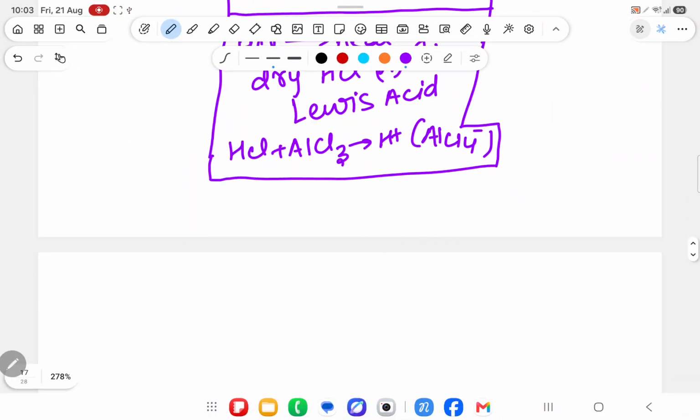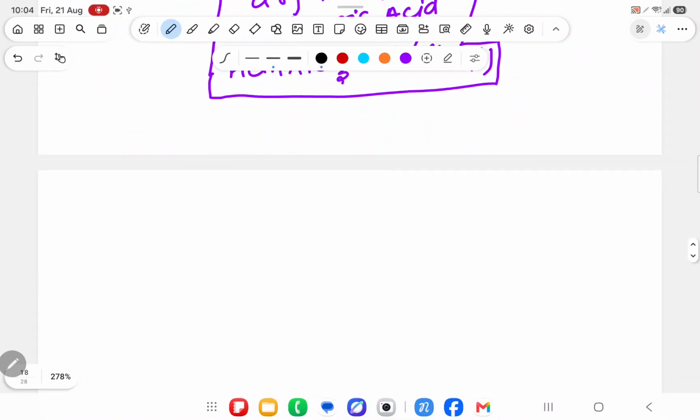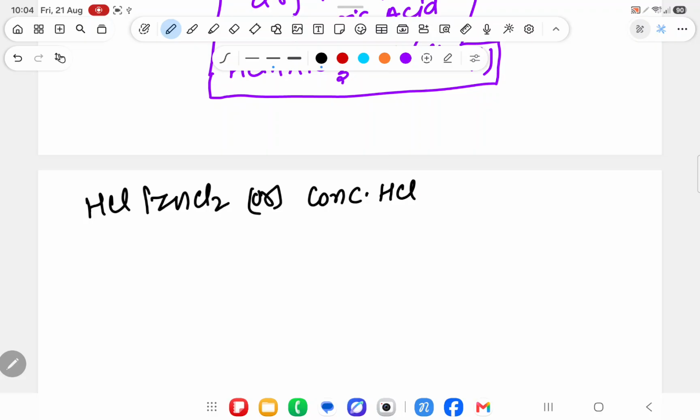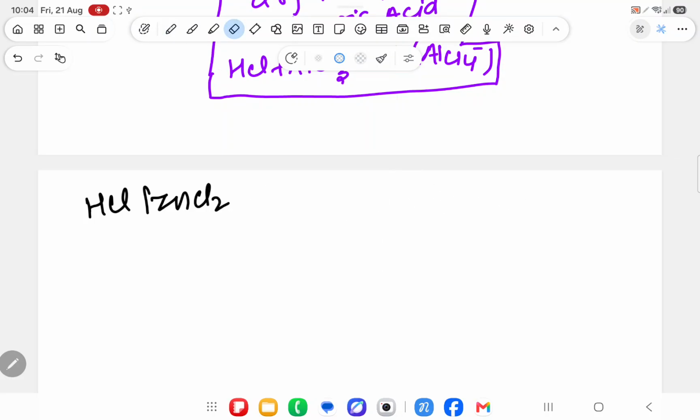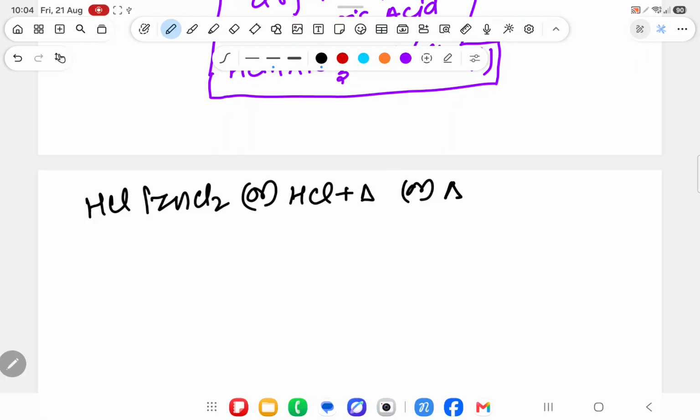Now over here, if you use HCl in presence of ZnCl2, or you will take concentrated HCl only, so there is no requirement of ZnCl2. You will write it in different ways. Either you will take HCl and ZnCl2, or you can use HCl plus heat, or you can use directly HCl also.